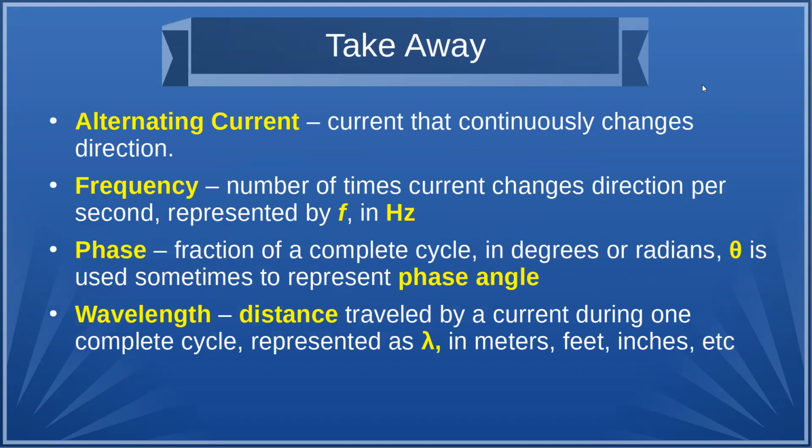Gotcha. Thank you. Okay, so what did we learn? Alternating current continuously changes direction. Frequency is the number of times current changes direction per second, represented by small f usually, and we now use hertz. Phase is a fraction of a complete cycle in degrees or radians. And we use the theta Greek symbol to represent the phase angle.